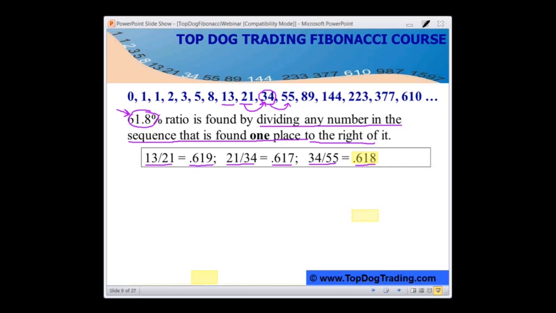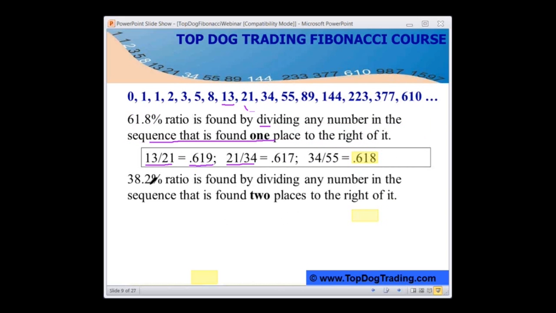All right, and now very similarly, we've got a second Fibonacci ratio that's commonly used, and that's 38.2. How is that one derived? Where do we get that number from? Well, very similar, except we divide by any number in the sequence that is found two places to the right of it instead of one place to the right of it. So again, if we go back to our number 13, instead of dividing it by 21, we divide it by the number two places to the right of it, which is 34. And we get 0.382.